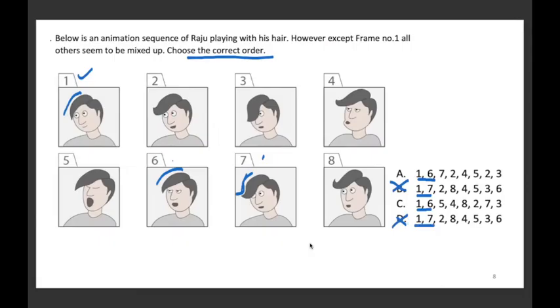Now between A and C, the next number is given as 7 or 5. Again, we'll look at where the smooth transition happened after the sixth frame. So the fifth one is a smooth transition. After 6, pi can come. But in 7, again, it's a different curve. So A will be wrong and C is the correct answer here. Okay, we'll move to the next one.